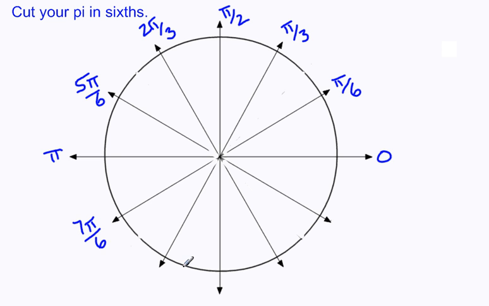7/6, 8/6, which reduces to 4 pi over 3. 9/6, which would reduce to 3 pi over 2. 10/6, 5 pi over 3. 11/6 of pi. And lastly, we're back here, 12/6 of pi, which reduces to 2 pi.